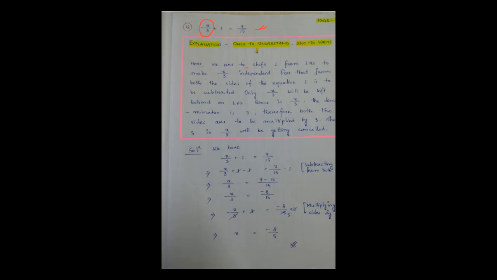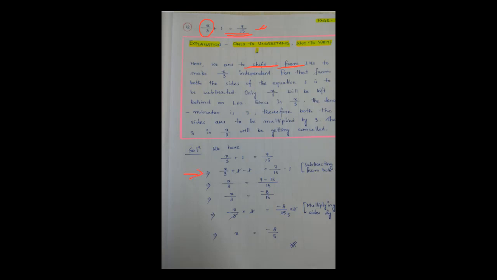Here we are to shift 1 from the LHS. It is very clear that the term involving x, that is x by 3, this term has to be made independent of 1. That means x by 3 we have to make free from 1, and that is why 1 should be shifted to the opposite side. This shifting can be done only by subtracting 1 from both the sides, yes or no. So that is the first thing we are to proceed with.